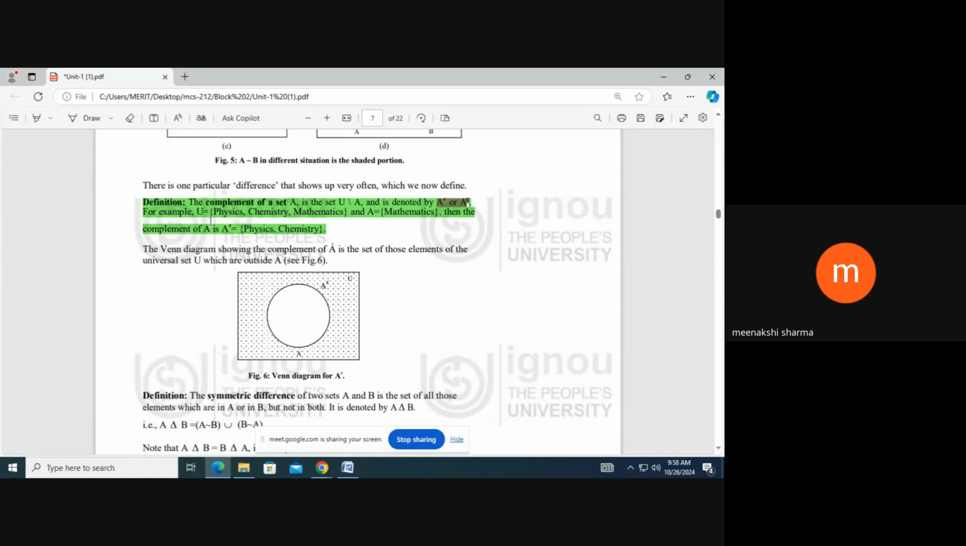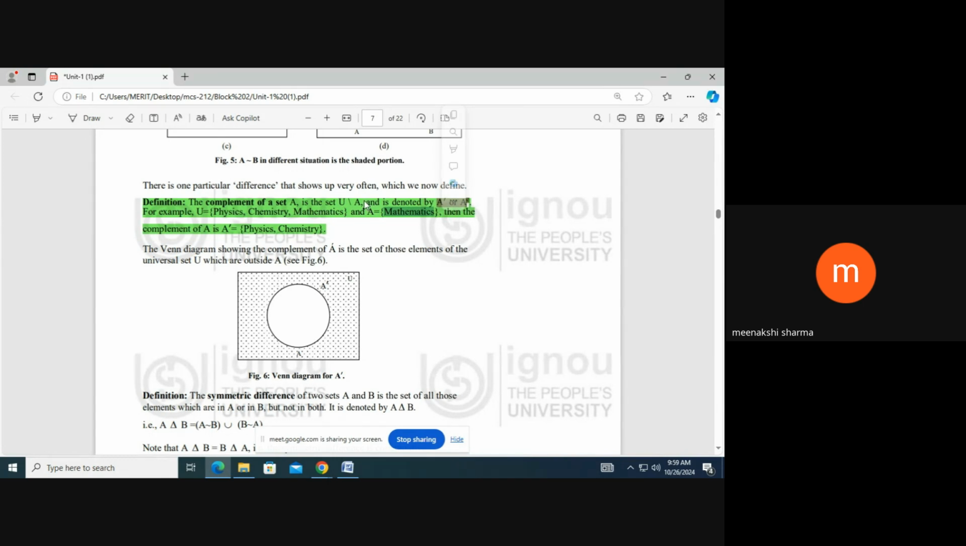For example, the universal set has physics, chemistry and mathematics, but A has only mathematics. Then the complement of A means we leave A and use the other elements that belong to the universal set, like physics and chemistry. There are three elements of the universal set: physics, chemistry, and mathematics. But set A also belongs to mathematics.